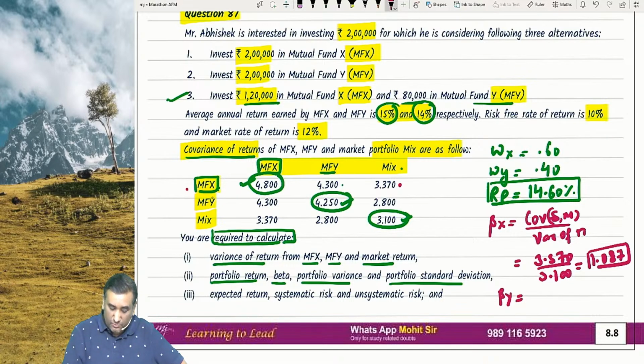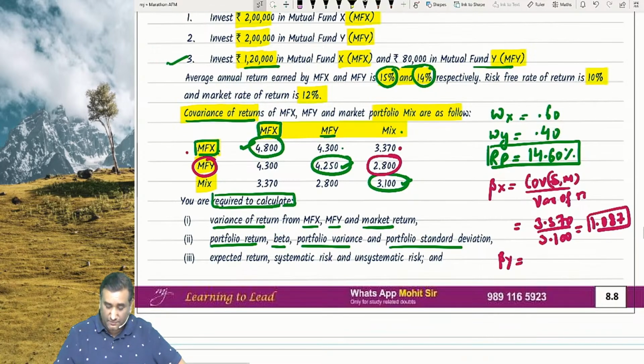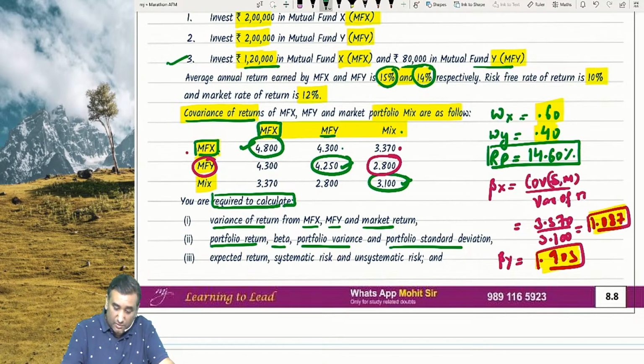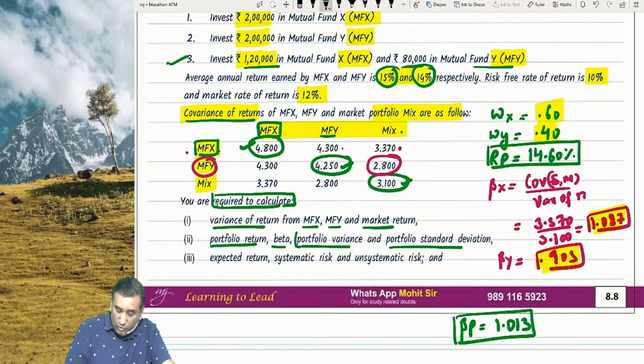Similarly, calculate for Y. Covariance of Y with the market is 2.8, divided by 3.100. That gives 0.903 or 0.90. Now multiply: 1.087 into 0.6, 0.903 into 0.4. This will give me the beta of the portfolio, 1.01. Then portfolio variance.